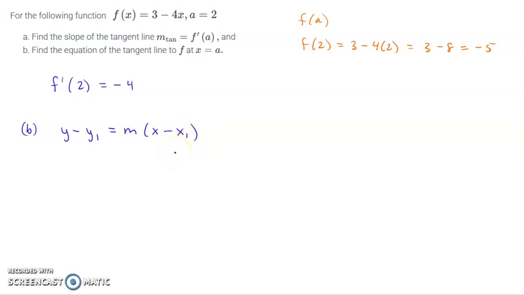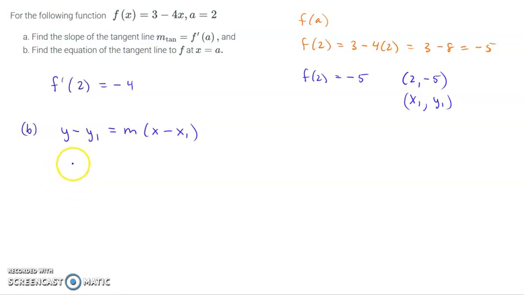Now this x1, y1 is going to be a point on our function that we're looking at. We're looking at an a value of 2, and we actually have a point. We know that f of 2 was equal to negative 5 when we did part A, so this would be the point (2, negative 5) on our graph. And so you do have an x value and a y value that you can plug in. The m in this case is the slope of that tangent line, which is what we found in part A. That's the one that came out to be a negative 4.